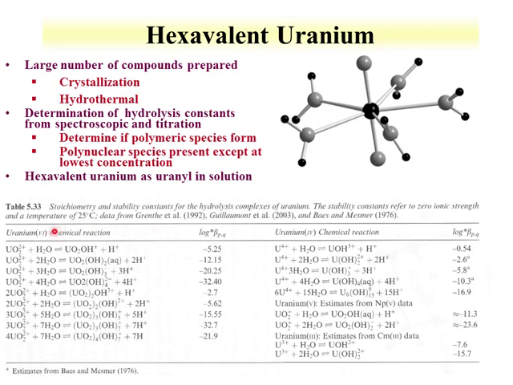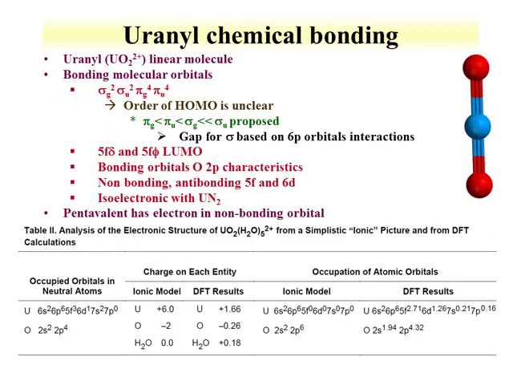Data for the hydrolysis of uranium-6, uranium-4 species, and estimates of uranium-5 and 3 are provided here. So this allows us to use this data to do speciation calculations. As we've already mentioned, the chemical bonding of uranium in solution is dominated by the uranyl, UO2 species.